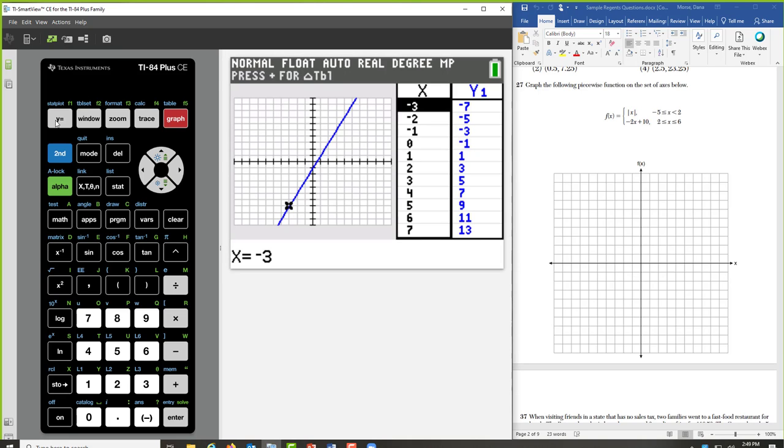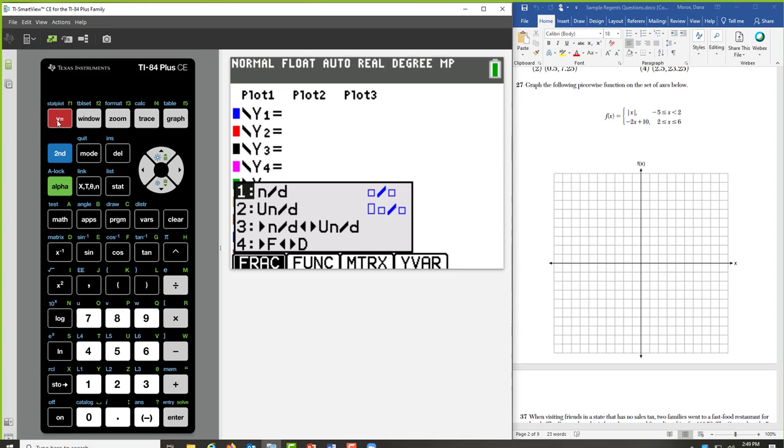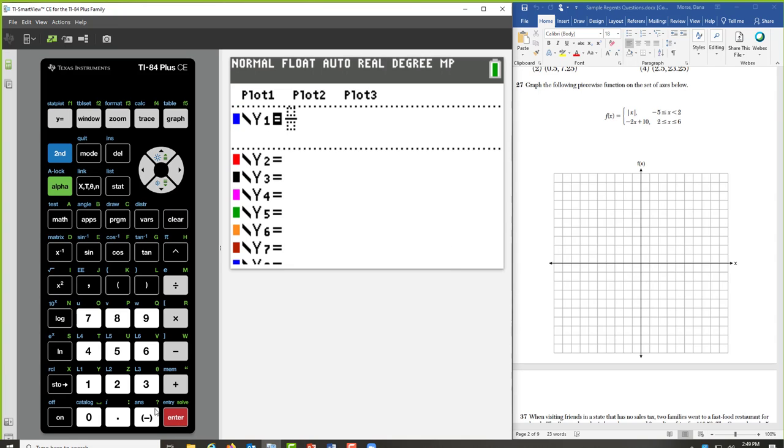Kids, we already said, struggle with fractions. What if the slope of our function was a fraction? Alpha y equals, choose the fraction template, 1/3 x plus 2.